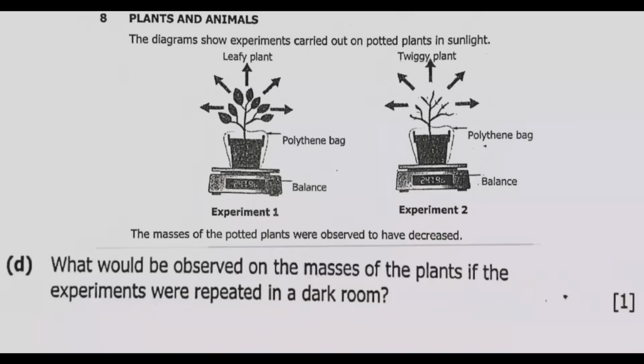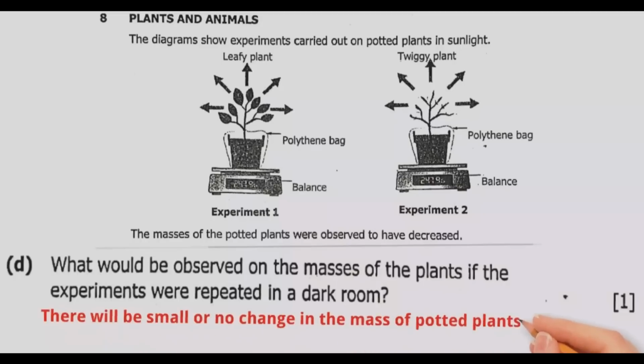So easy. What would be observed on the masses of the plants if the experiment were repeated in a dark room? The difference that will happen will be a small or no change in weight of the potted plants. So if this experiment is done in the dark, there will be small or no change in both plants.